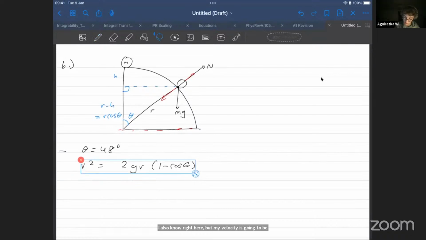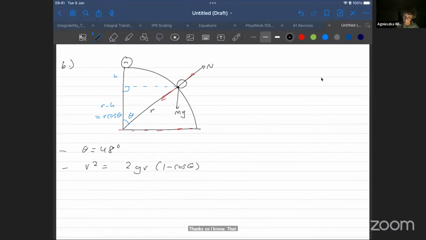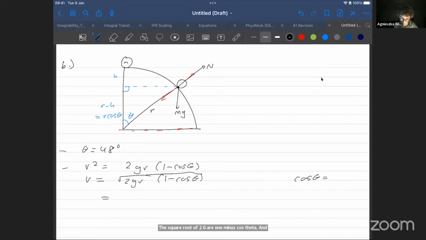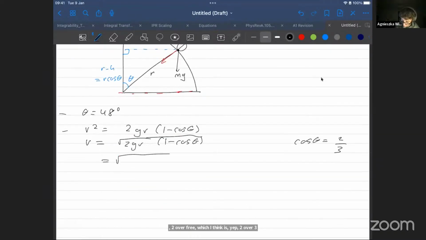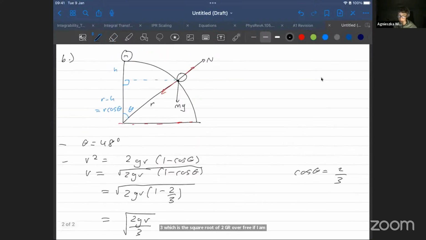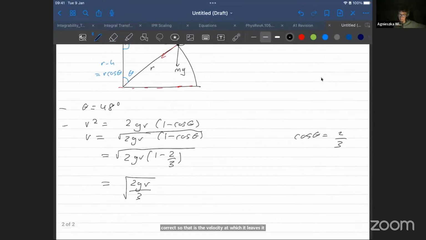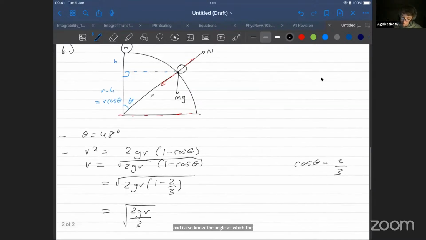I also know what my velocity is going to be. So I know that my velocity at the point at which it leaves is going to be equal to v, the square root of 2gr(1 minus cos theta). And using the fact that cos theta was equal to 2/3, I get that the velocity is equal to the square root of 2gr(1 minus 2/3), which is the square root of 2gr over 3, if I am correct. So that is the velocity with which it leaves.